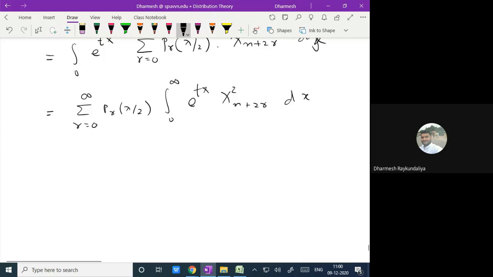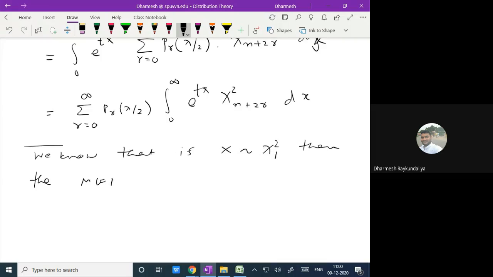So what is the MGF of chi-square? We know that if x follows a chi-square with n degrees of freedom, then the MGF of x is 1 minus 2t raised to minus n by 2. Okay, so we will use this same concept here.